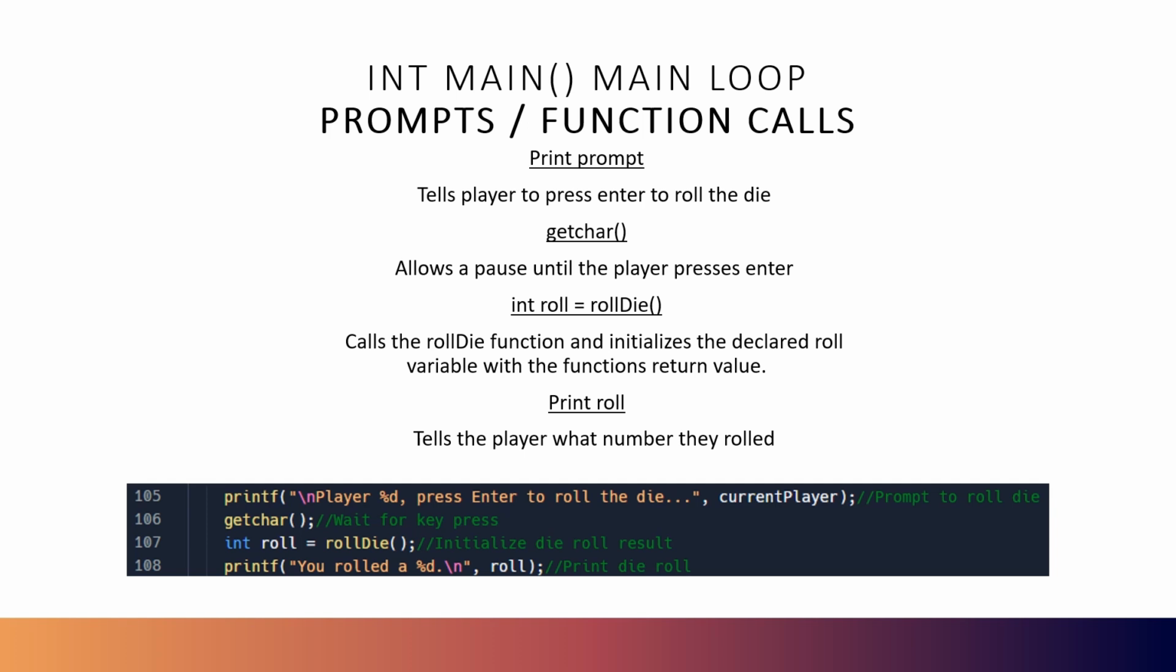The prompts and function calls at the beginning of the main loop are as follows. The first one is a print function that tells the player to press enter to roll the die. Getchar pauses until the player presses enter. The next part is a call of the roll die function, which returns the value of the pseudo-random dice roll. This value is then set to the variable roll, and then this variable roll is printed to the player, showing them what number they rolled.